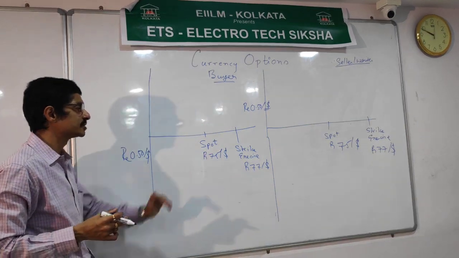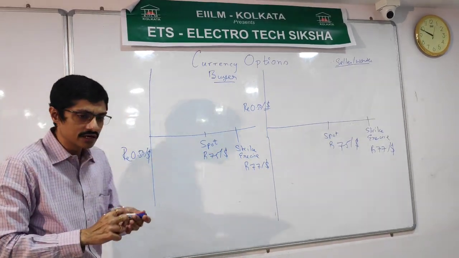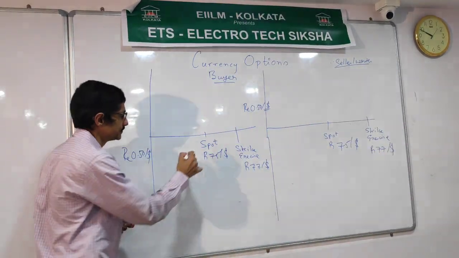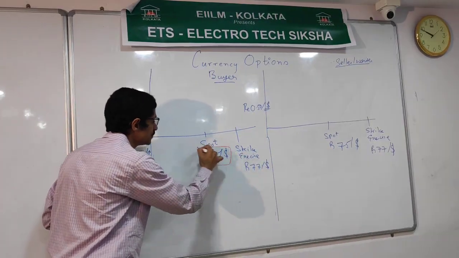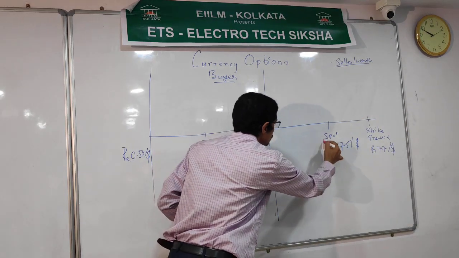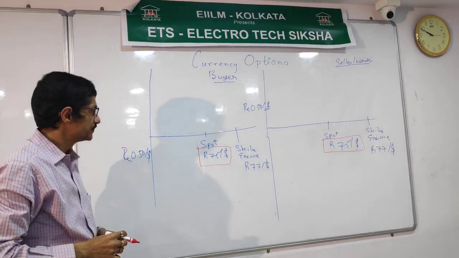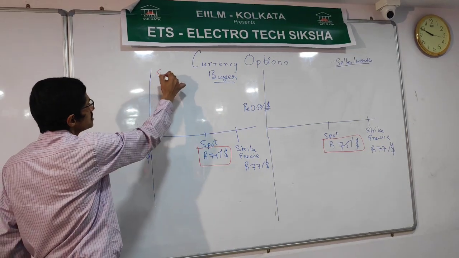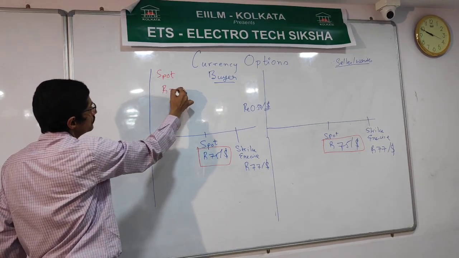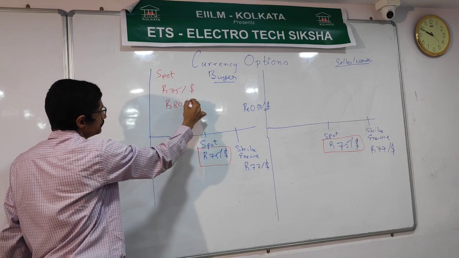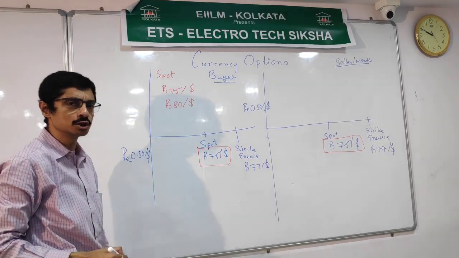Now, what may happen after 3 months? After 3 months, it may so happen that the Indian currency has depreciated. That is, instead of 75 rupees to the dollar, which is there in the spot market, the exchange rate has depreciated. So now the spot price is rupees 75 to the dollar, but after 3 months, it becomes 80 to the dollar because of various global issues.